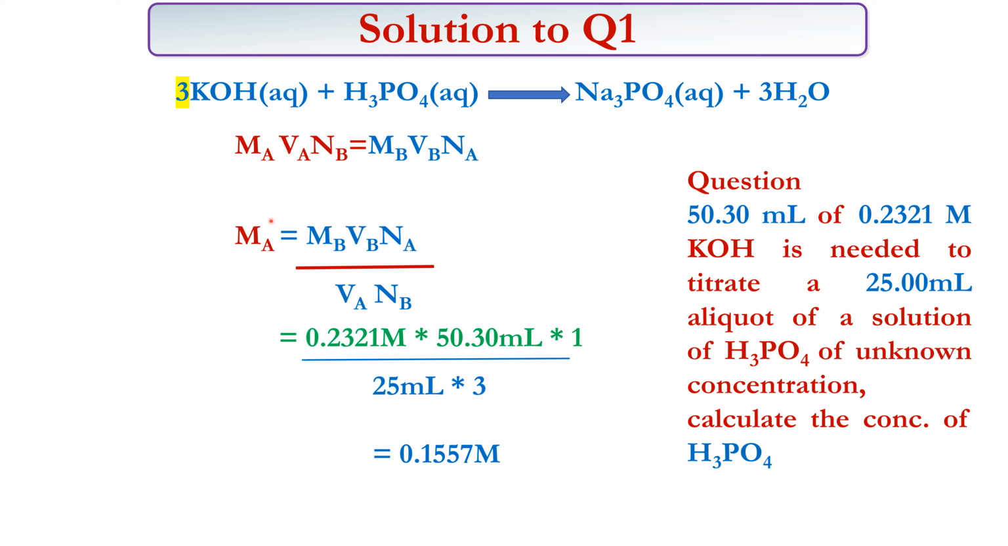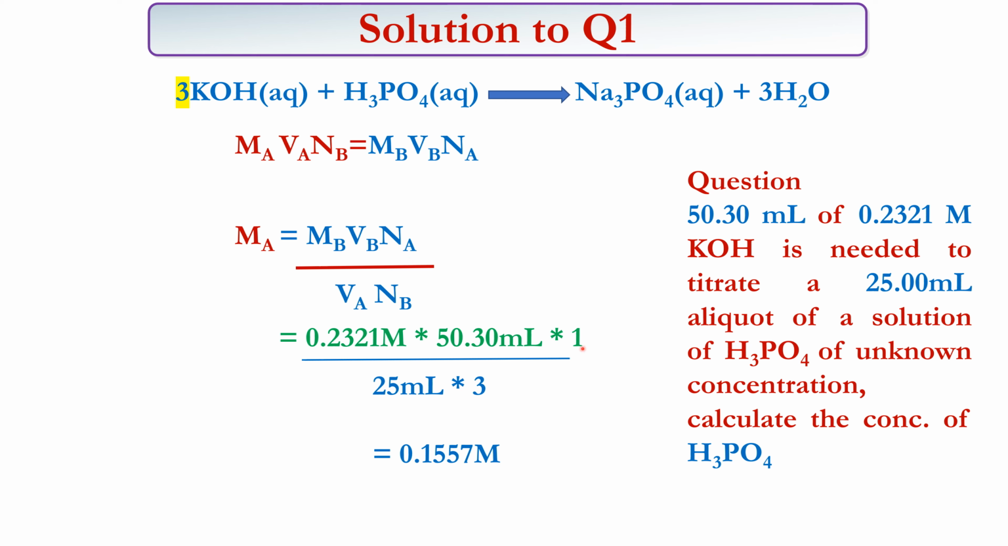So if we do that, we will get that Ma is equal to MbVbNa divided by VaNb. So once we have the formula for Ma, molarity of acid, which we are asked, we can then substitute the values from the question in this formula. So Mb, molarity of base, is 0.231 mole. That is what is given here, 0.231 mole KOH. And volume of base is given as 50.3 ml. We put it here. Number of moles of acid is 1 from the balanced chemical equation.